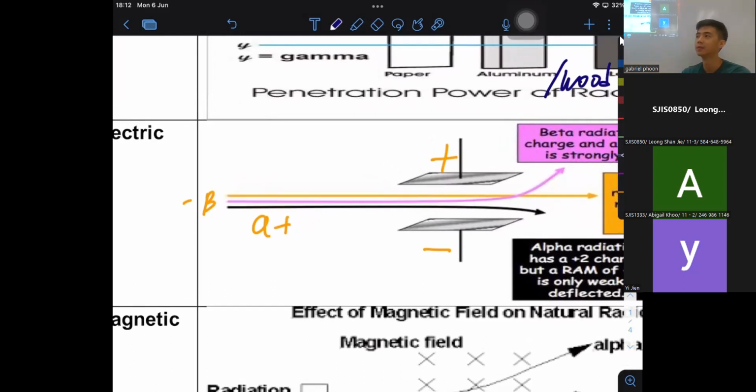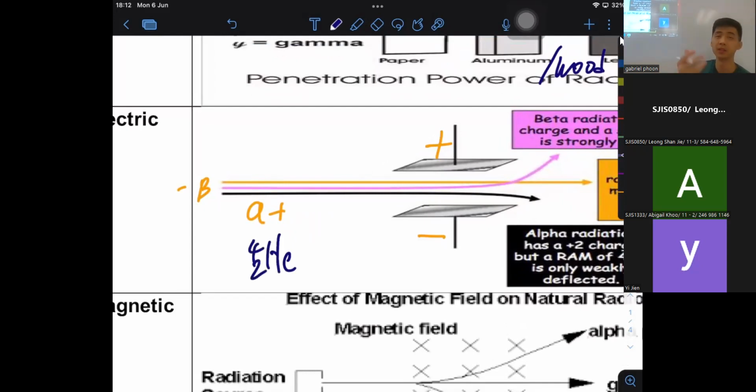Why again, guys? Why did the beta deviate more than the alpha? What was the reason behind it? Weight, very good. The mass, guys. Of course, in terms of the mass, alpha particles are much heavier, right? Because it's helium-4, right? So obviously, it will take much more force to deviate it off. But for the same amount of force, beta is definitely going to deviate more because it is much lighter.